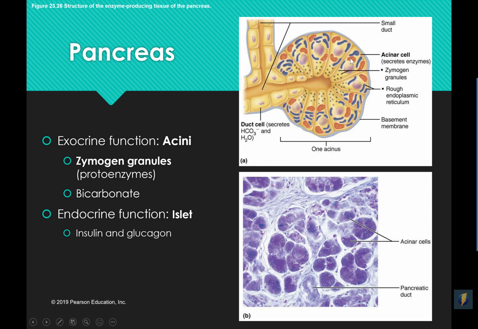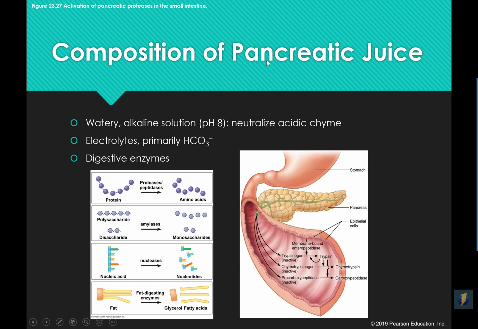The acinar cells also produce bicarbonate, because remember, the stomach acid is very acidic. The small intestine does not have that thick mucosal barrier like the stomach, and so we need to neutralize some of that acidity from the stomach acid. So we're getting these little proenzymes and the bicarbonate into some tiny little ducts, and those ducts will ultimately lead to the pancreatic duct, which will ultimately dump into the duodenum.